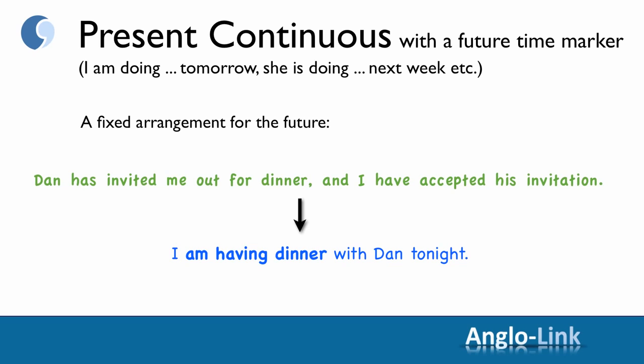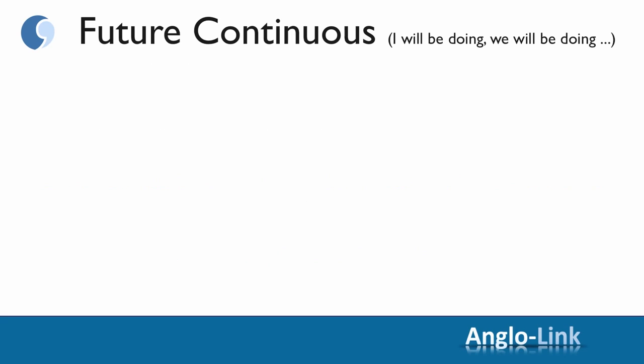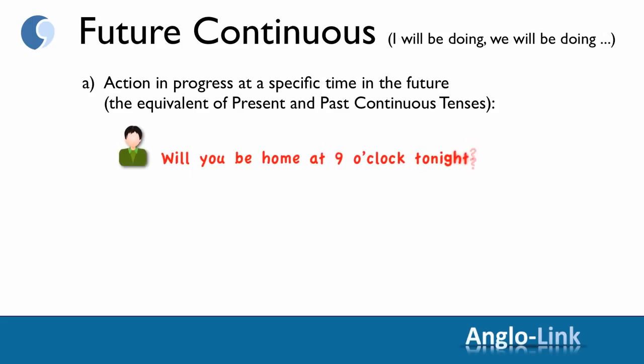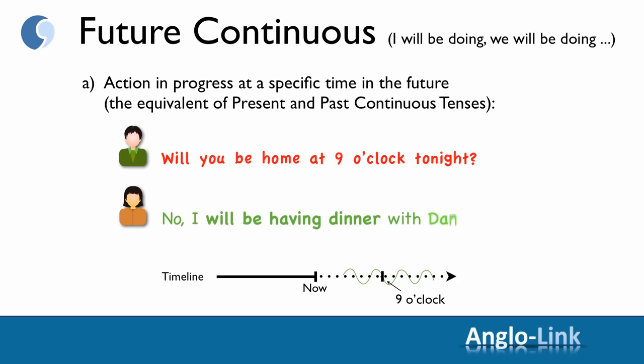Okay, moving on to the next future tense. Future continuous. I will be doing, we will be doing, etc. As you will remember, there are also two usages for this tense. The main one refers to an action in progress at a specific time in the future. It's the equivalent of the present continuous tense or the past continuous tense. For example, will you be home at 9 o'clock tonight? Let's look at the timeline. No, I will be having dinner with Dan at that time.